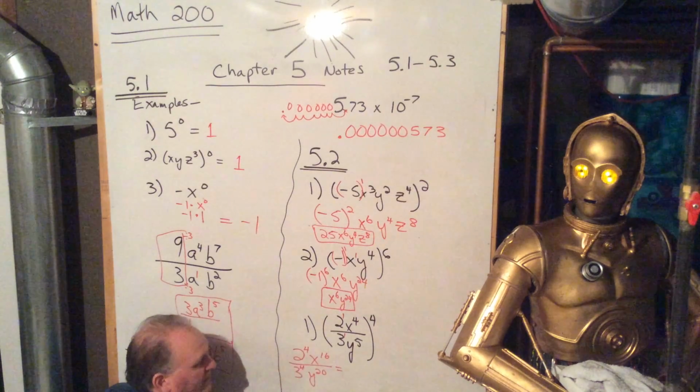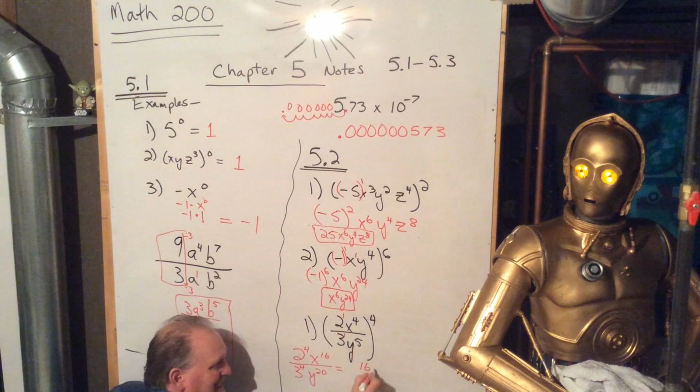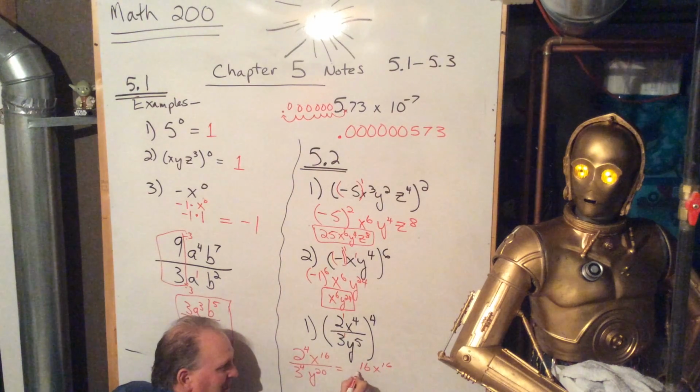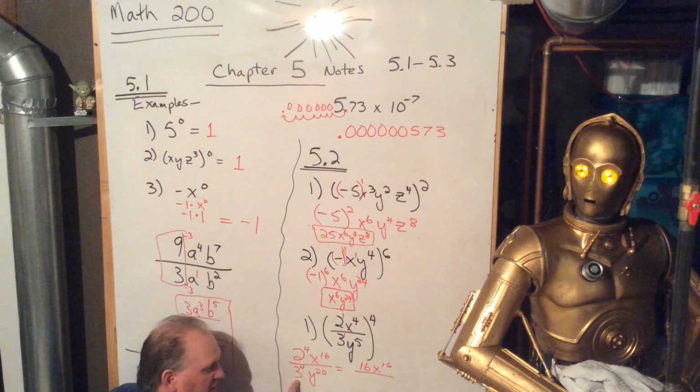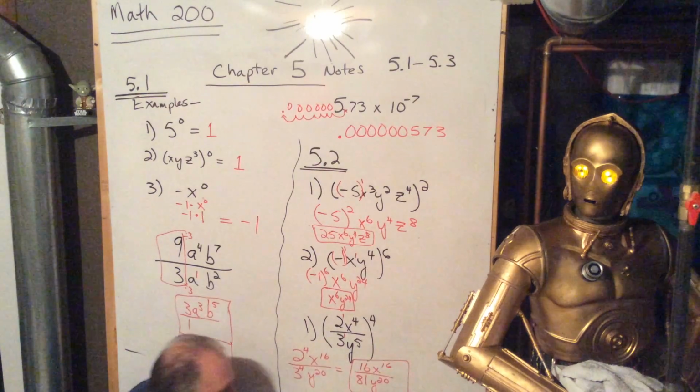And now 2 to the 4th isn't 8. It's 2 times 2 is 4, times 2 is 8, times 2 is 16. X 16 over 3 times 3 is 9, times 3 is 27, times 3 again is 81. Y 20. And that's our answer for that one.